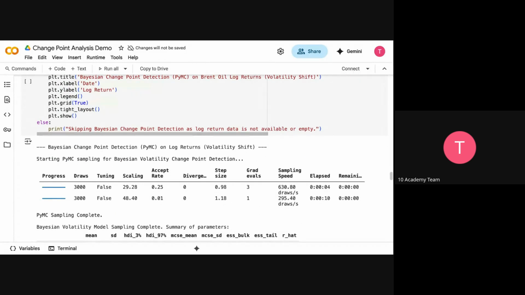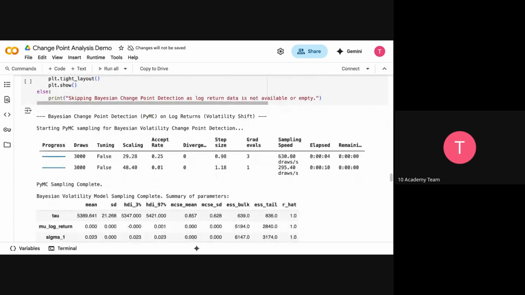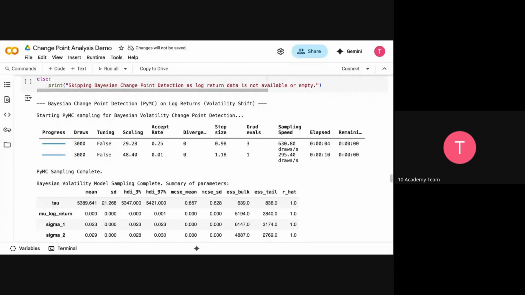Here is just the number of rows. It's going to draw samples from them. So the number of rows, the scaling, the range, the divergence, the step size, the gradient evaluation, and so on. I think you will see what these things mean.